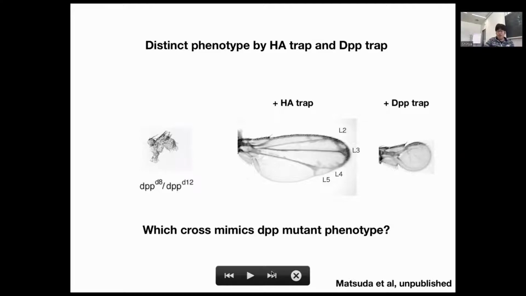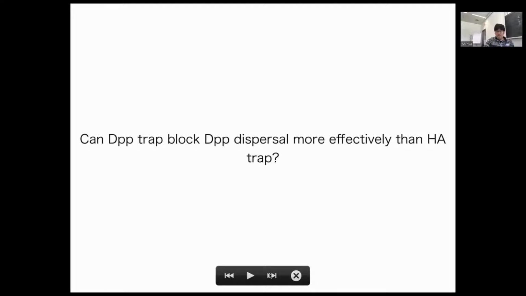So the first question that you come up with, of course, is: okay, DPP trap may block DPP dispersal more efficiently. So that's why you see a stronger phenotype. No? Because we don't know actually how these tools work. When we generate these two, we just cross them and then see the phenotype. And then the phenotype is very different.